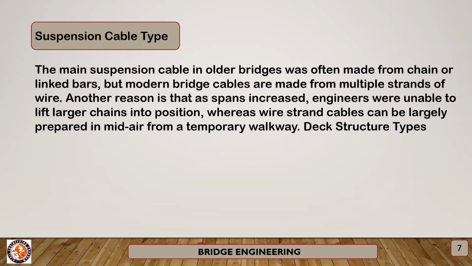These contribute greater redundancy. A few flawed strands in the 100 pose very little threat, whereas a single bad link or eye-bar can cause failure of the entire bridge. The failure of a single eye-bar was found to be the cause of the collapse of the Silver Bridge over the Ohio River.